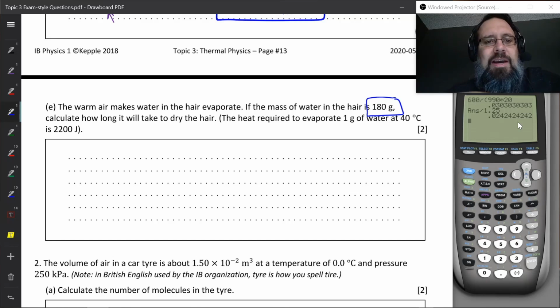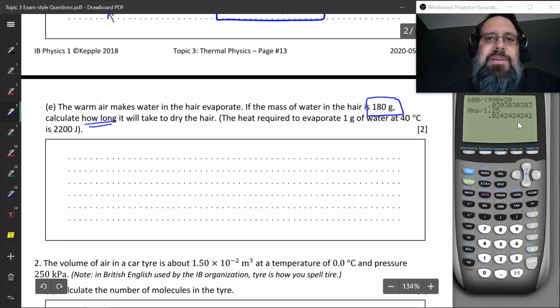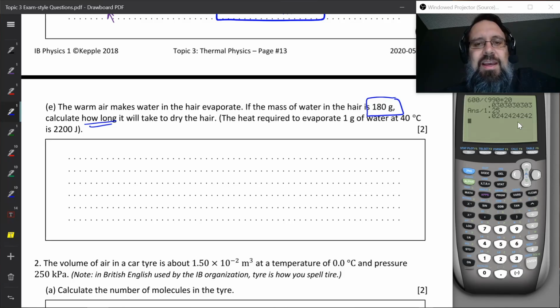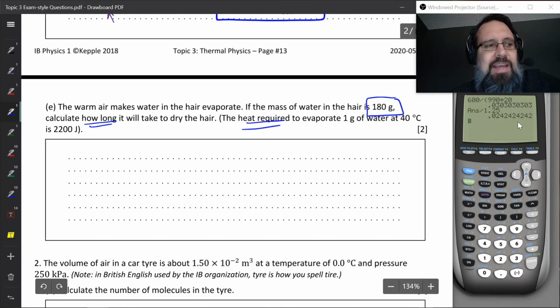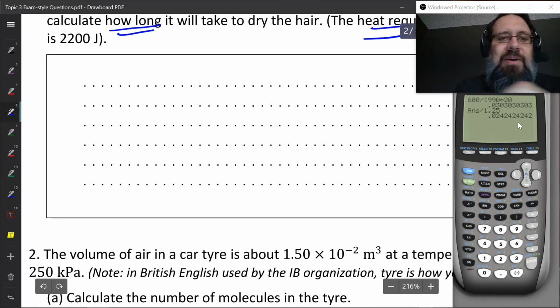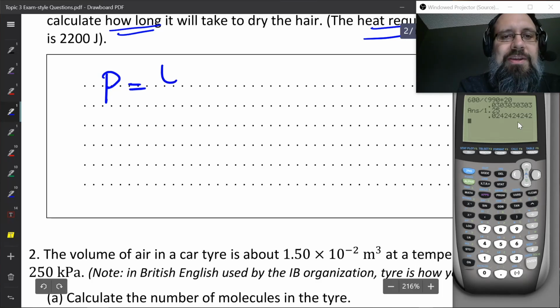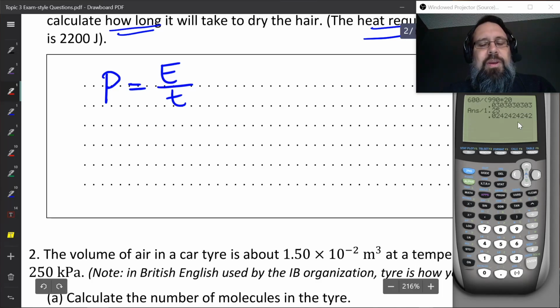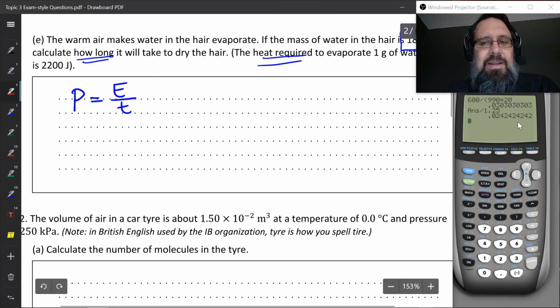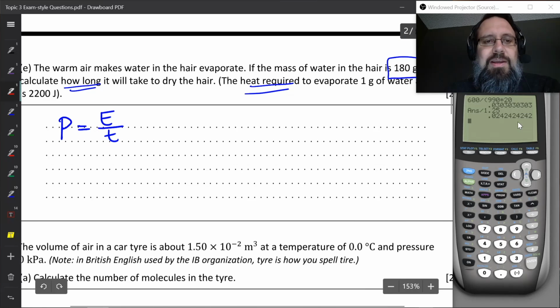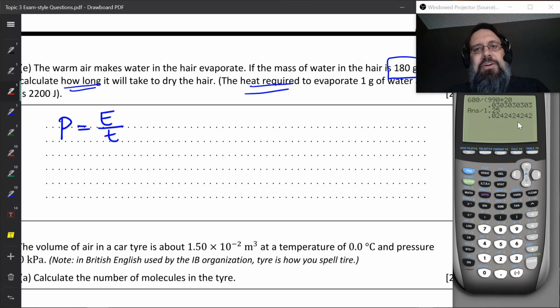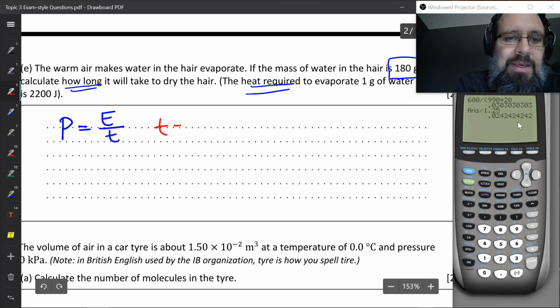Well, anytime that it's talking about how long it will take, we know that we're going to be talking about power in some capacity. It's also saying the heat required. So we definitely know that we have to start this question with the power energy relation. Power is energy over time. We can solve this for time. So the time that it takes for the hair to dry will simply be the amount of energy that we need to dry the hair divided by the rate at which we're transferring energy. So the time is just going to be the energy divided by the power.